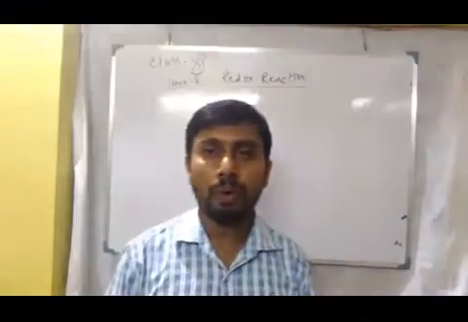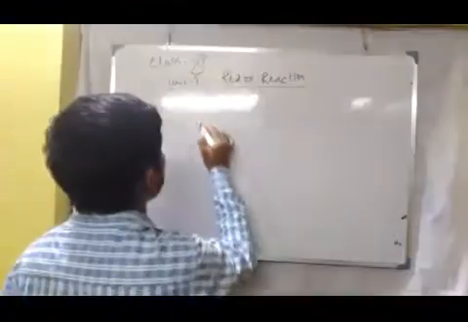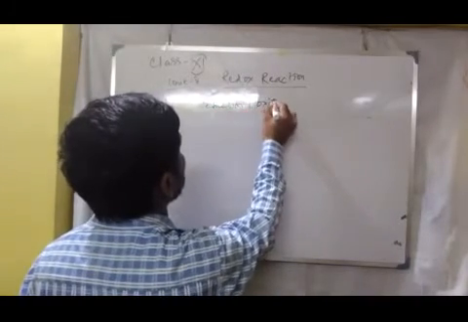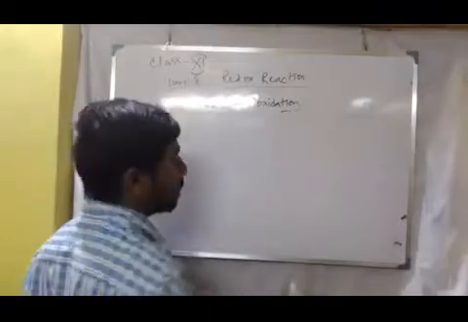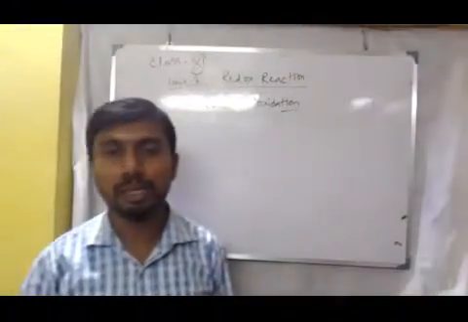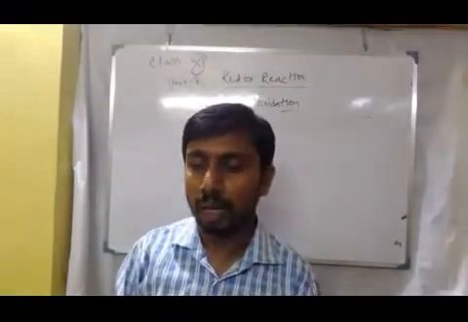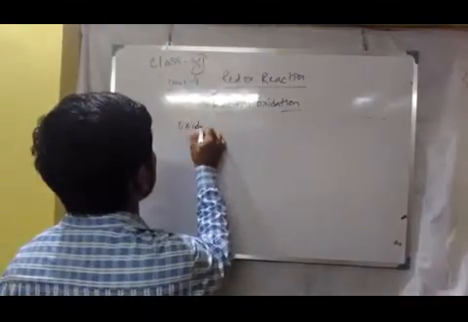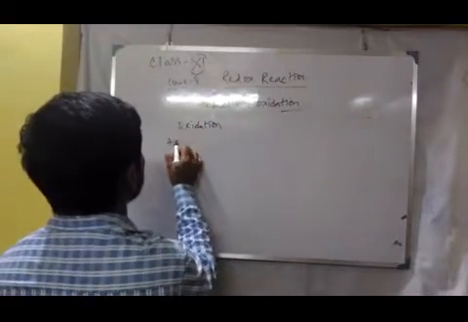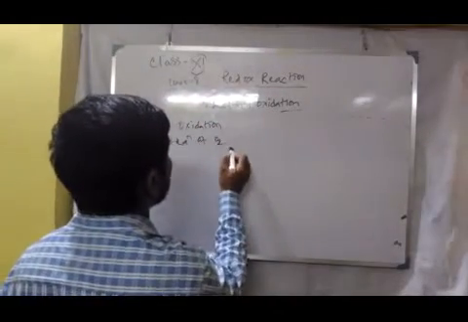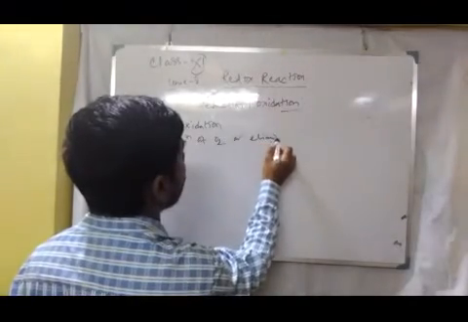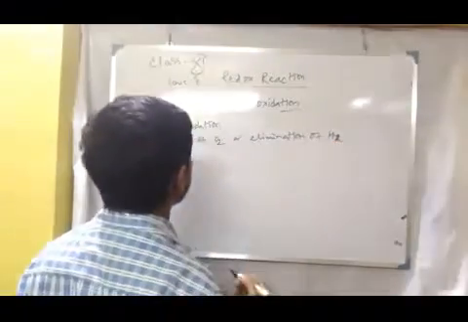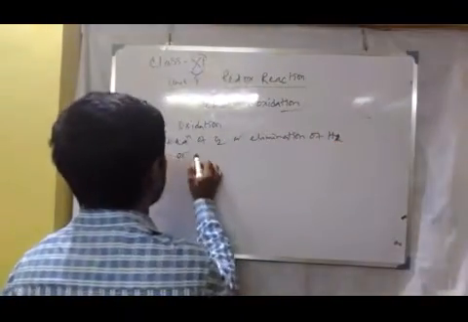Now redox is a combination of two terms, reduction plus oxidation. In class 10 you have studied that oxidation and reduction occur simultaneously. Now what is oxidation? We know oxidation is the addition of oxygen or elimination of hydrogen. Now we can expand this theory.